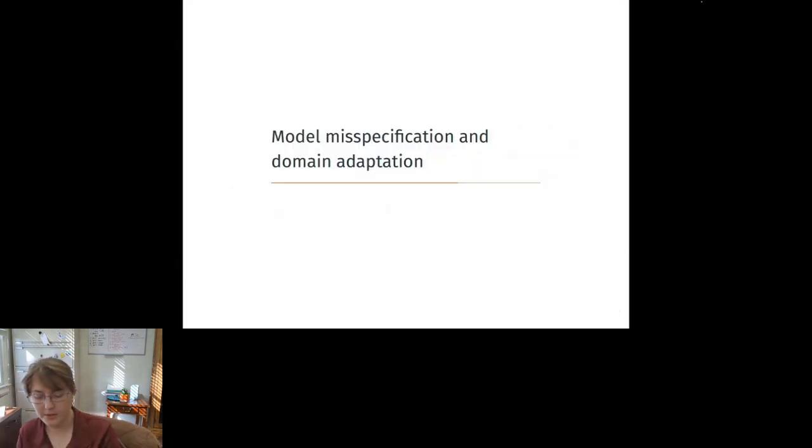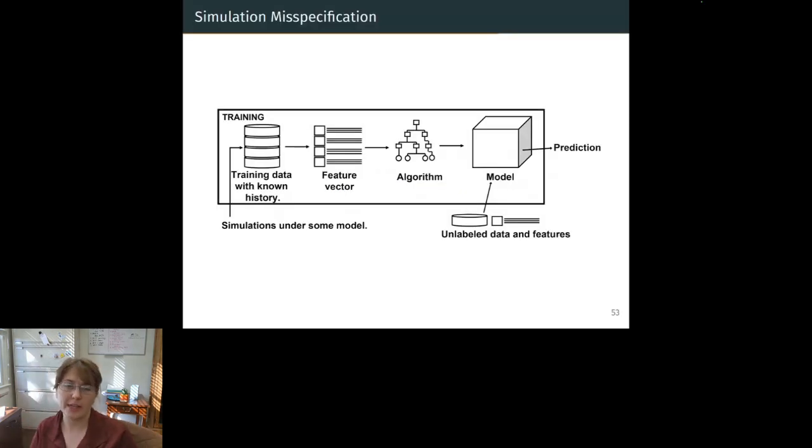Okay, so I've been talking a lot about supervised machine learning, and you've seen this figure before. What I'm highlighting here is just that we have to use simulations under some models to make inference. All models are necessarily going to be a simplification of what's really happening in your empirical system.